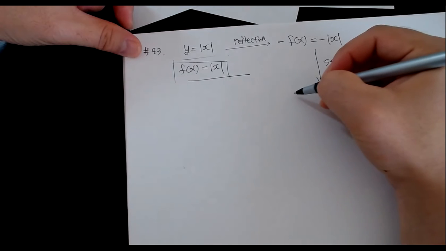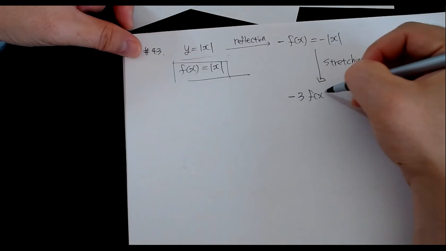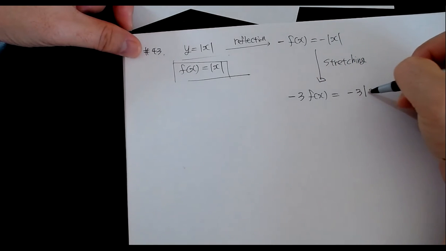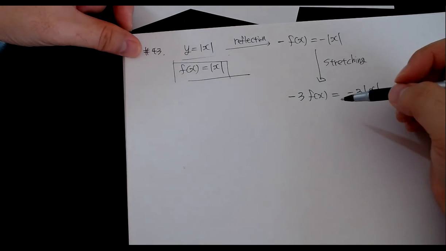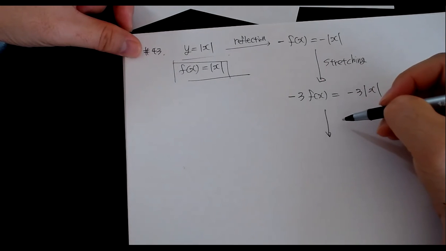By a factor of 3, then we got negative 3 times f of x, which is negative 3 times absolute value of x, right? Okay. And then we translate 7 units to the right. That's the original translation, right?